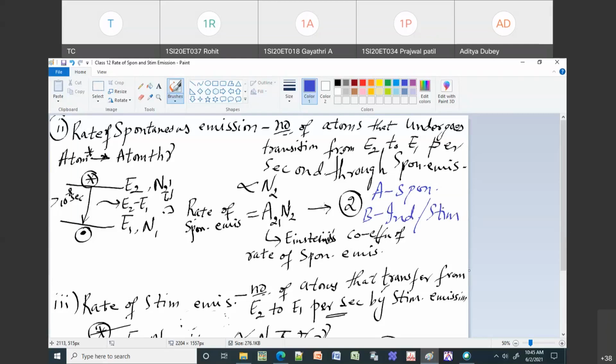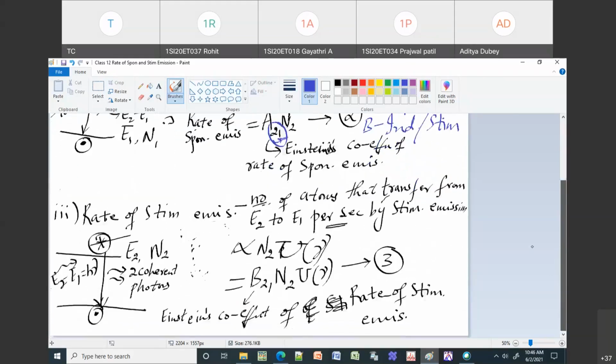As you can see here, the atom is jumping from the second energy level to the first energy level, so it will be 21. 21 means your atom is jumping from a higher energy level to a lower energy level. So this A21 is called the Einstein coefficient of rate of spontaneous emission. So these are the Einstein coefficients.